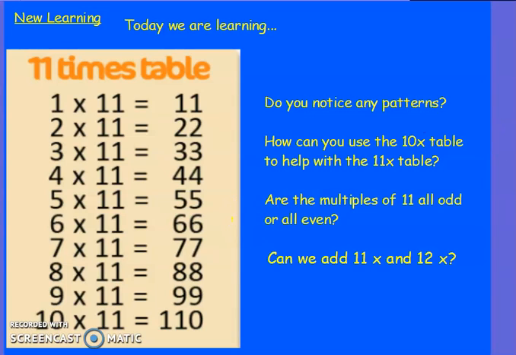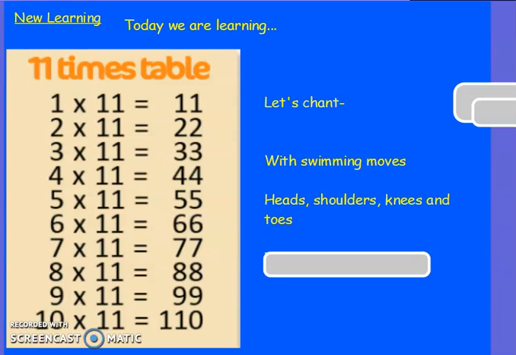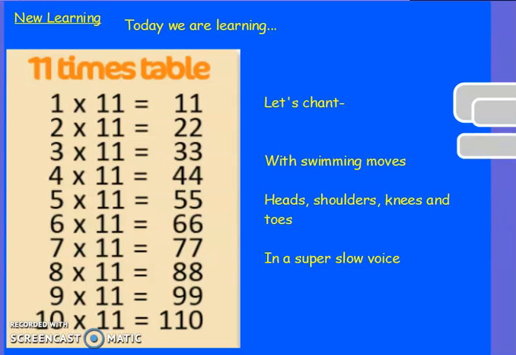If you're not confident with your 11s, I suggest you pause the video and have a go at chanting it, practising it until you're super confident. You might choose to chant it with some swimming moves this morning. Get out of your seat, let's see that front crawl or that breaststroke as you're doing your 11s. You might want to get up, get moving with head, shoulders, knees and toes as you shout out your 11 times table. Or you might want to do it in a super slow voice and have some fun while learning your 11 times table. Once you're confident, you can pause the video, then press play again to start your learning.